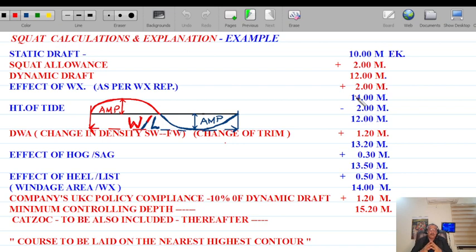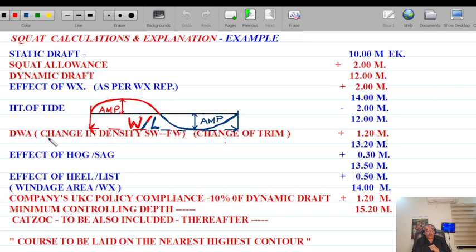Thereafter, you allow for the height of tide. Let's say height of tide is 2 meters. That is to be subtracted, and you come back again to a figure of 12 meters, because height of tide is giving you additional rise above the datum. So it has to be subtracted.